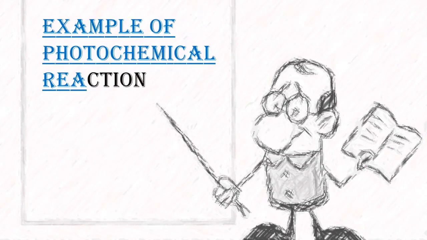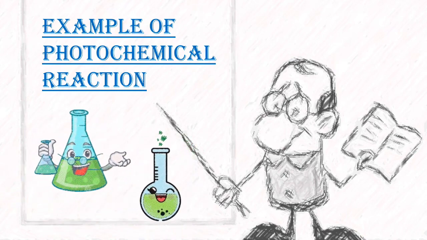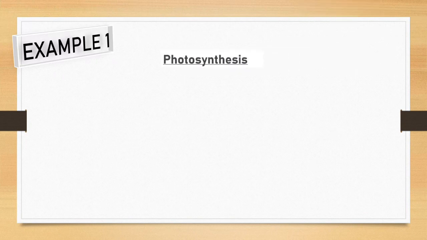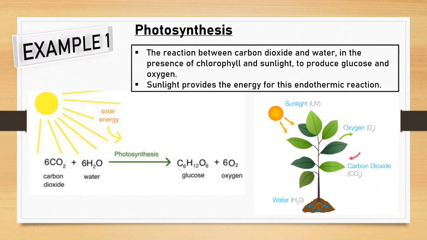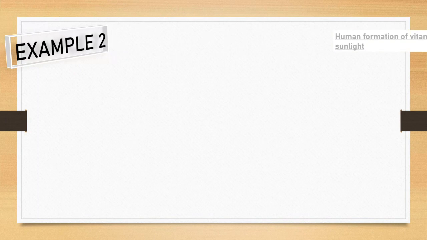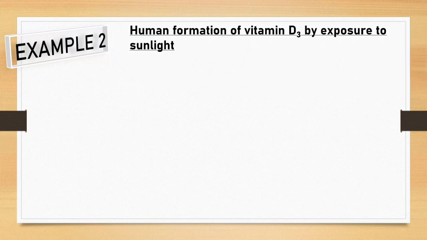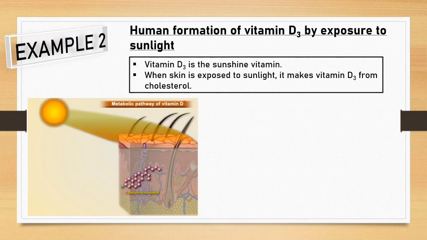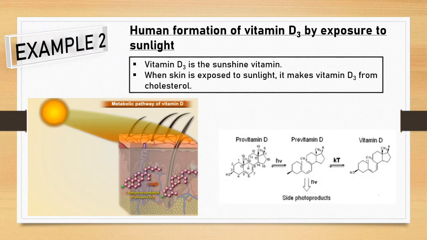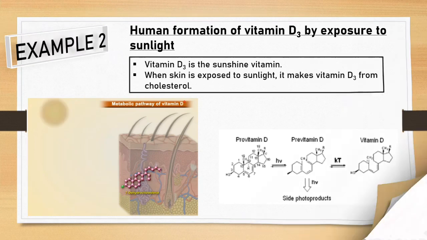The next is examples of photochemical reactions. The first example is the photosynthesis reaction. Sunlight is the UV which will provide the energy for this endothermic reaction. The second example is the human formation of vitamin D3 by exposure to sunlight. Vitamin D3 is a very special vitamin because it is the sunshine vitamin. The sunlight will give the energy for the cholesterol to synthesize the vitamin D3.